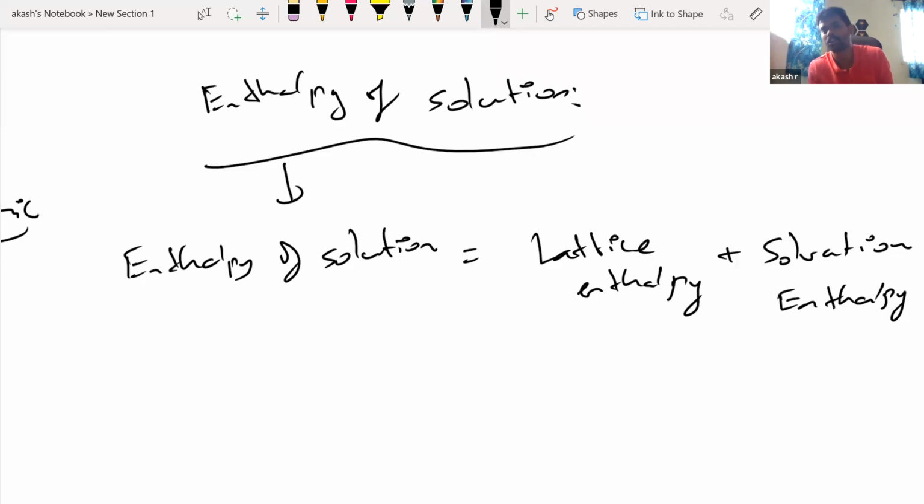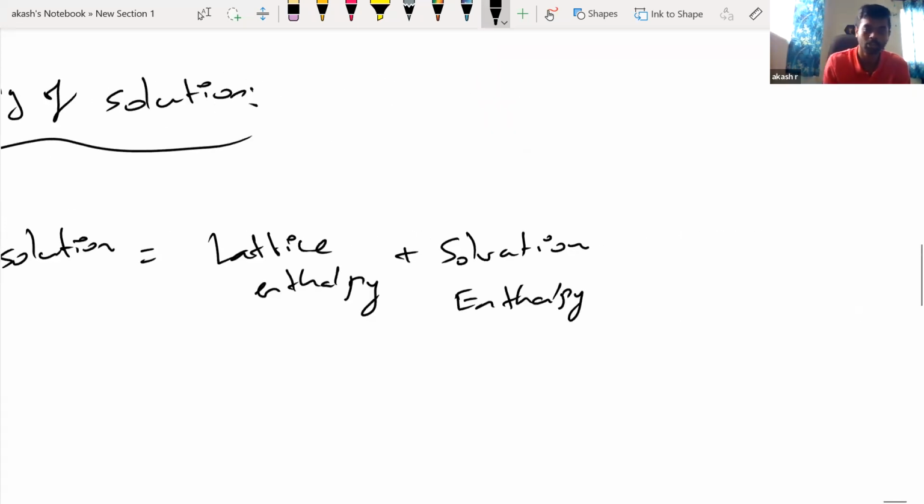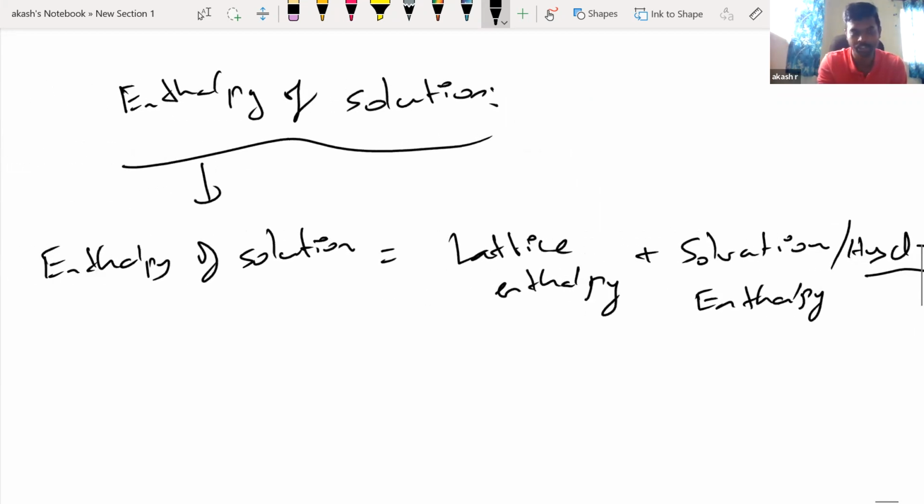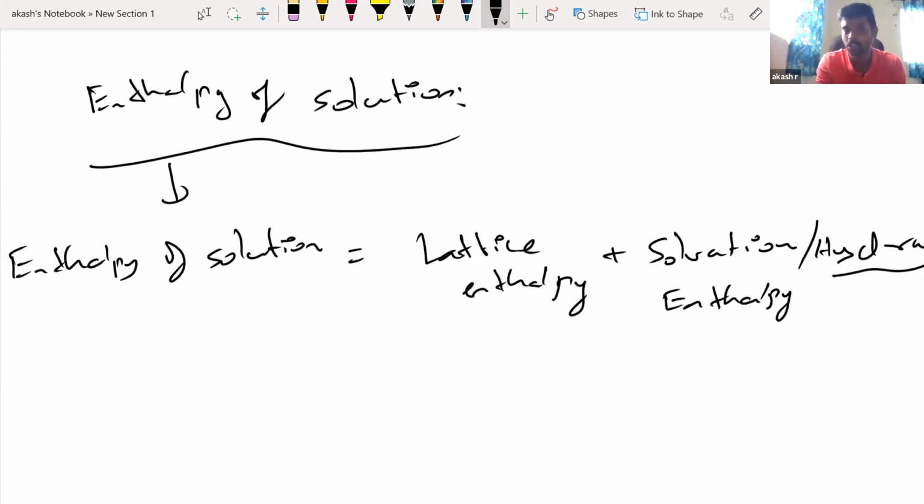If you use water as the solvent, I can also call it hydration enthalpy. In general, for any solvent, we can call it solvation, but mostly we'll be using the term hydration, because in most cases we'll be seeing water as a solvent. So, a very important relationship: the enthalpy of solution is a combination of two other enthalpies, lattice enthalpy plus solvation enthalpy.